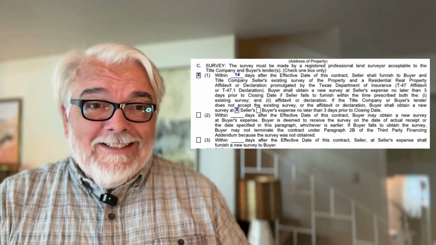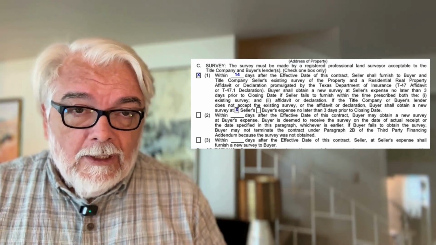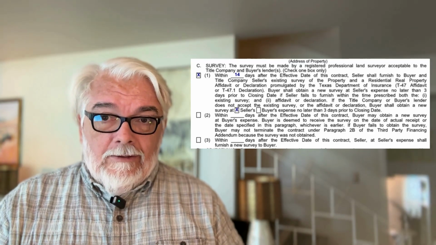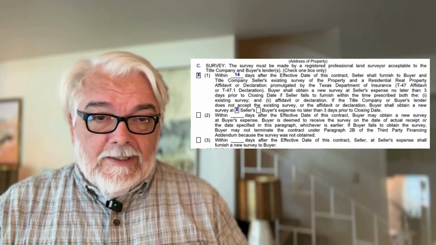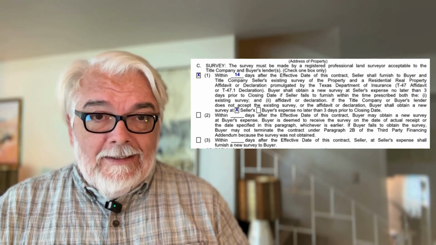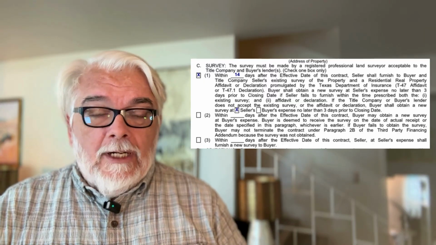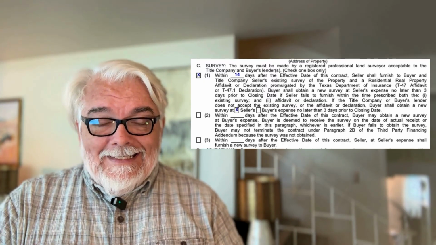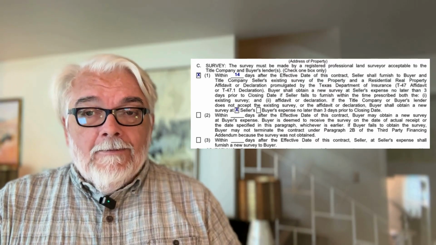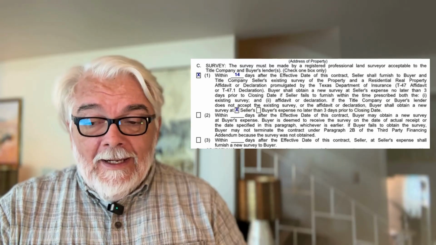The title companies, underwriters, attorneys, and the lender, their underwriters and attorneys will review the survey and the T47, whether it's a T47 or T47.1. They will review the documents and they will make a judgment call as to whether or not that existing survey is an acceptable survey for their level of liability that they're willing to take on.